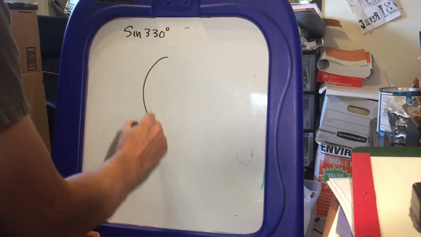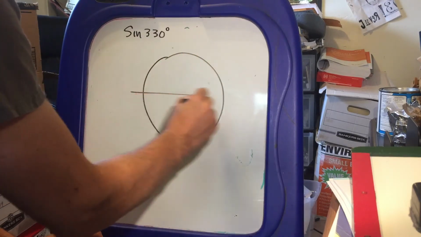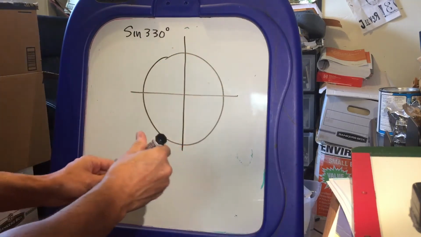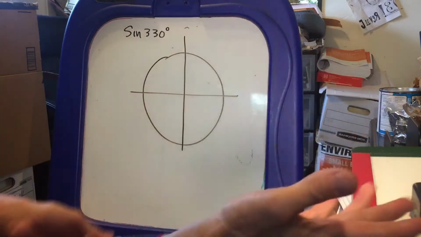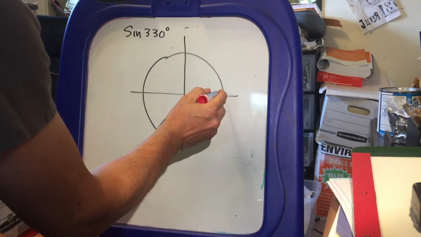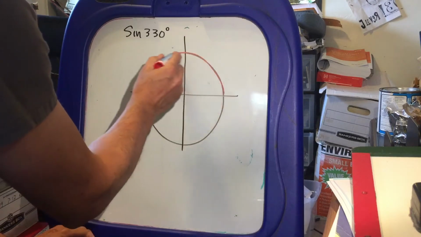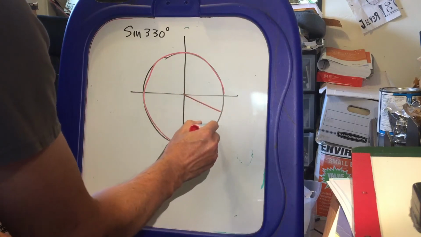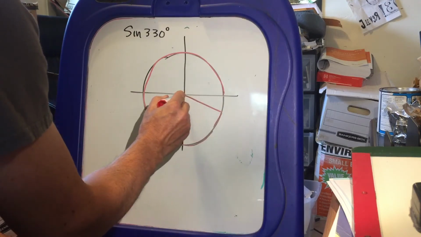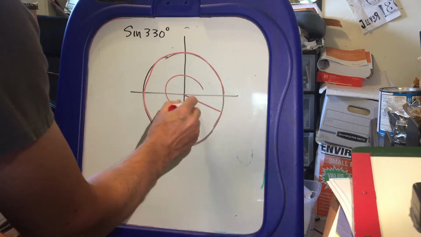So think about a unit circle here. And 330 degrees, where would that be? First of all, what quadrant is it in? And you say, the third quadrant. Yeah, that's right. So 330 degrees, you'd come all the way around here, right? And you'd come to 330 degrees right there.